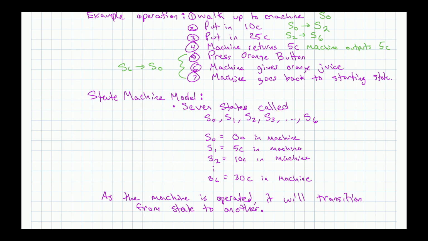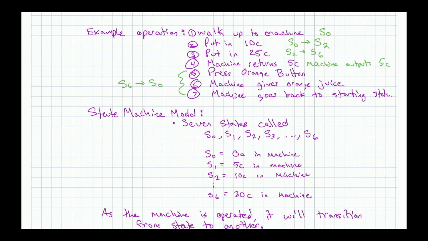Okay? And so, again, over the course of the operation, the machine goes from S0 to S2, S2 to S6. It does a couple outputs. It outputs money and it outputs an orange juice. Let's say outputs orange juice, OJ. And then it goes back to its starting state, and then you're done operating the machine.